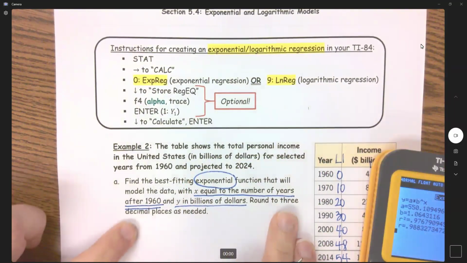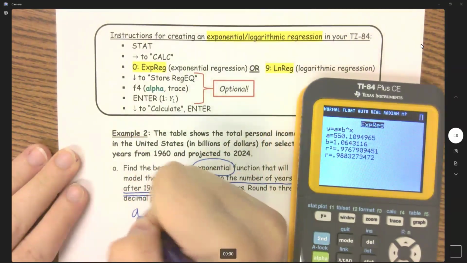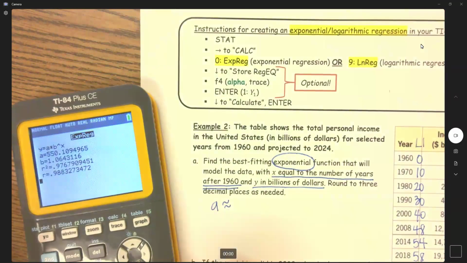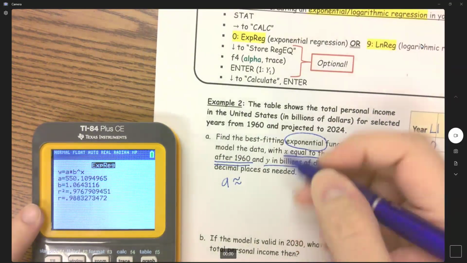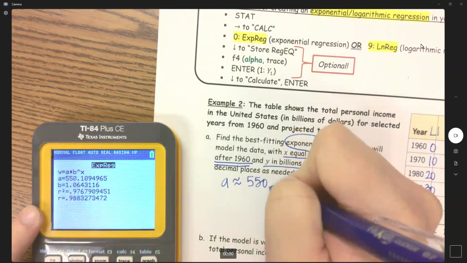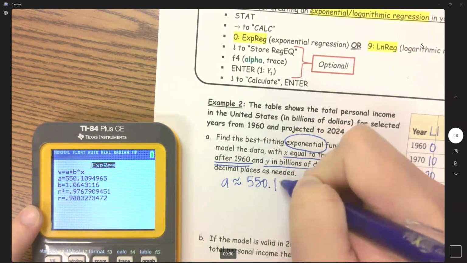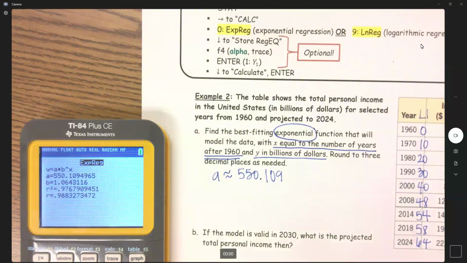So we are rounding to 3 decimal places. So that means my A, I'm going to put my calculator over here. My A is about 550.109. And actually for my answer key, that does not match. So I'm going to pause this video real quick and check my data again to see if I entered it in wrong this time or last time.